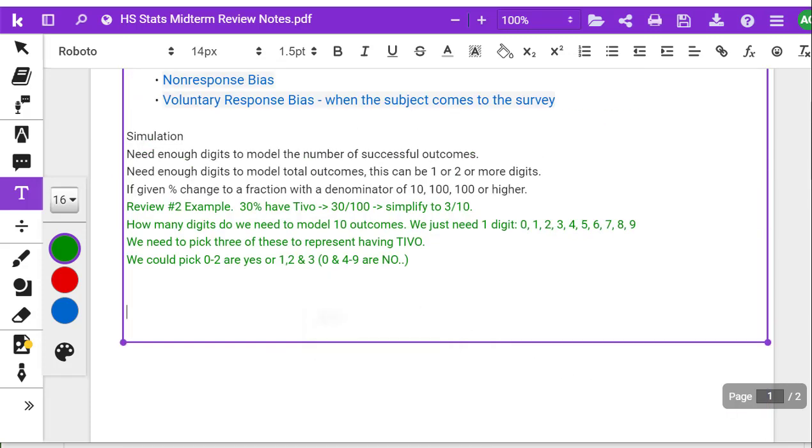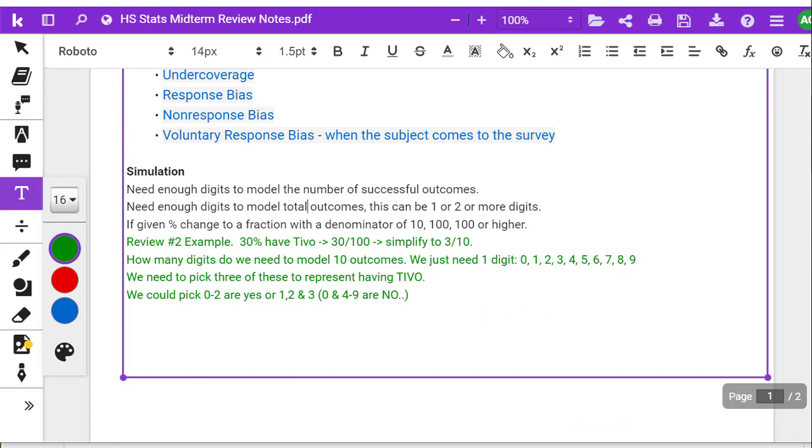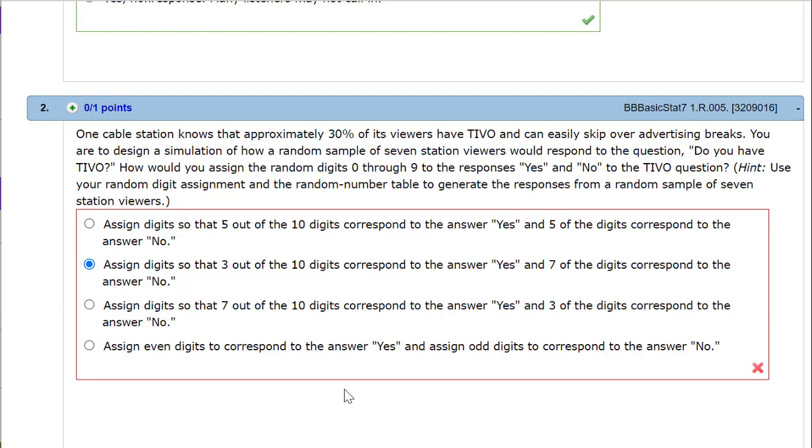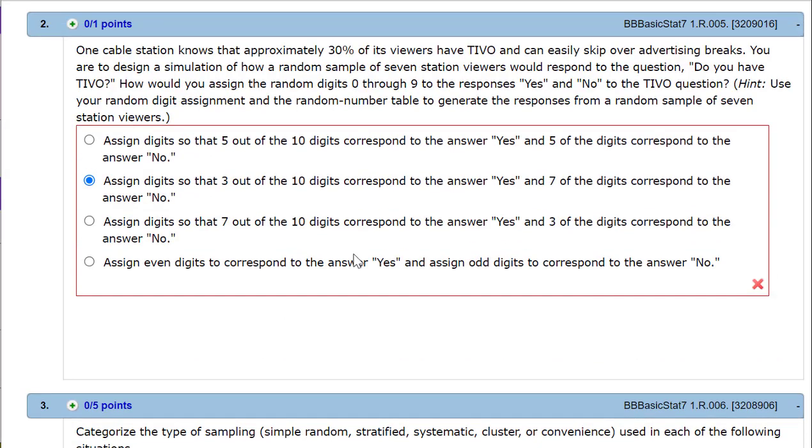All right. So there's simulation. And that's some nice notes there. You're welcome to copy off of me. Okay. Then let's go back to our next question. I'm pretty sure this is right. Do not assign even digits to yes and odd to no, because that would change the percent to 50-50, and that would not work.